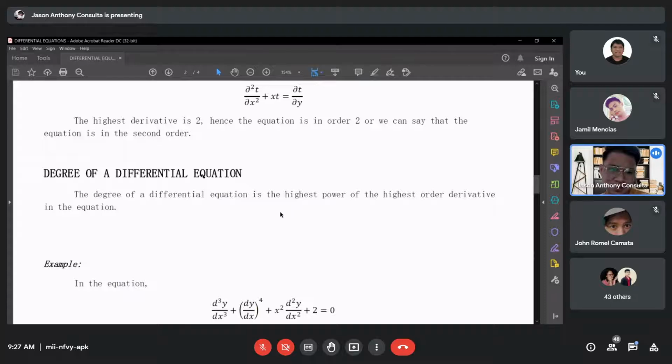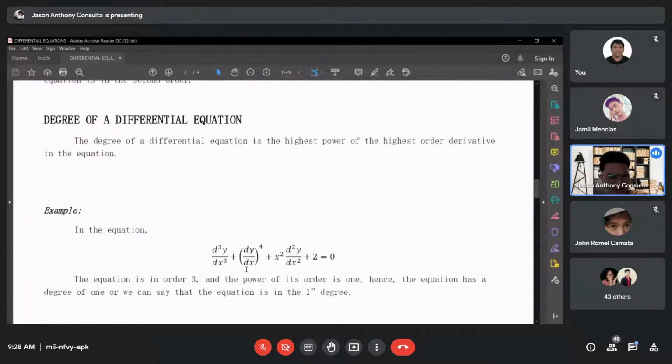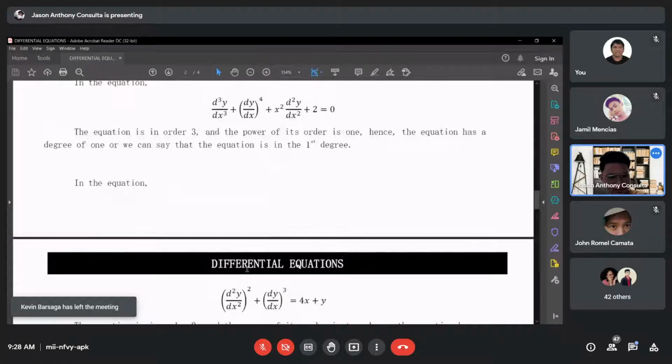Kasi sabi dito, the highest power of the highest order derivative in the equation. So first, you are going to determine ano ba yung order? Ano yung highest derivative? Highest derivative is 3. So third order pala siya. So yung third derivative of y with respect to x, raised to anong power siya? So since wala, raised to the first lang siya. So 1. Okay? First degree.